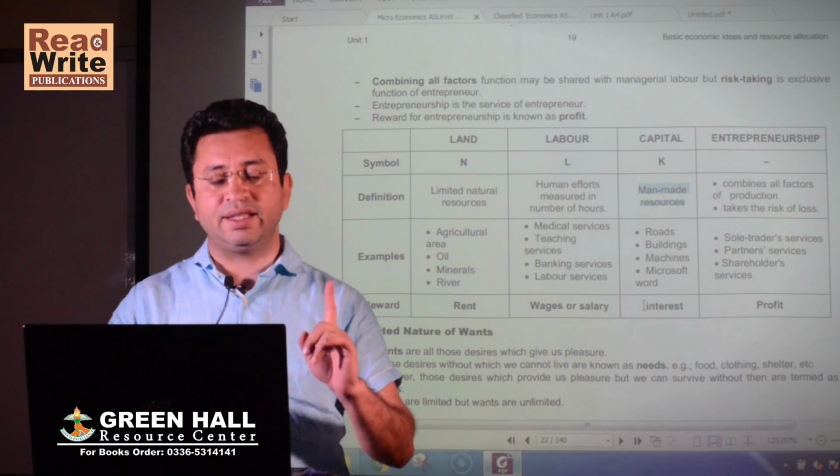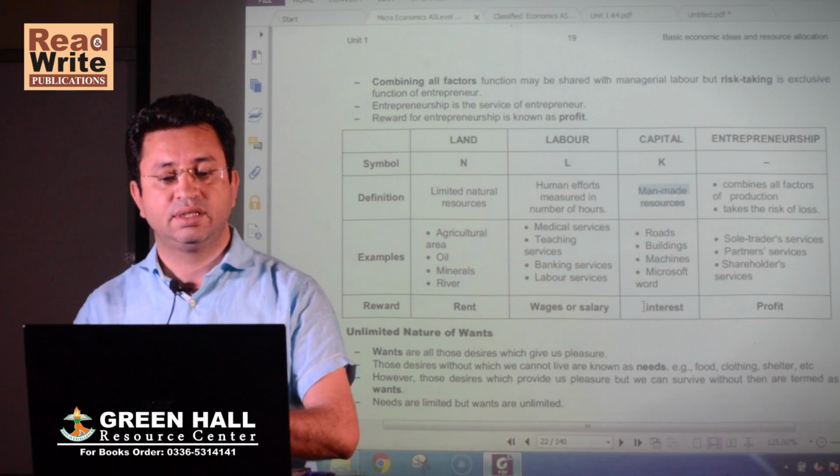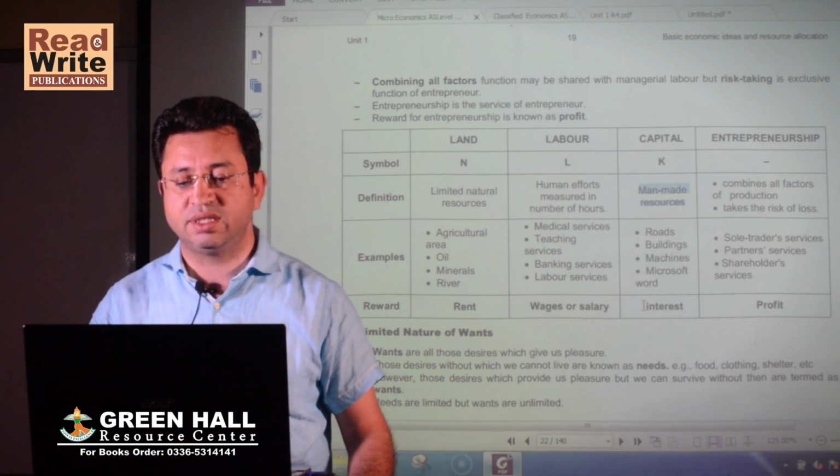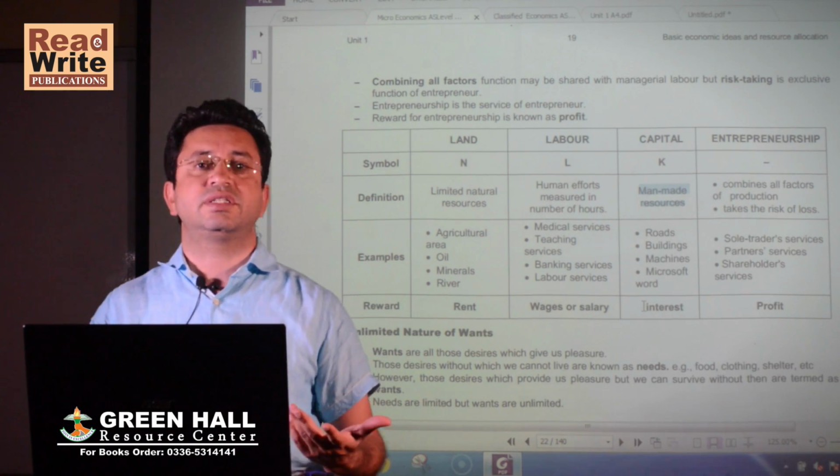You need to notice one thing, that all the rewards are actually in terms of money, currency. We are being paid in the form of dollars in wages. We are also receiving the rent in the form of dollars, and we are also receiving the interest in the form of dollars.